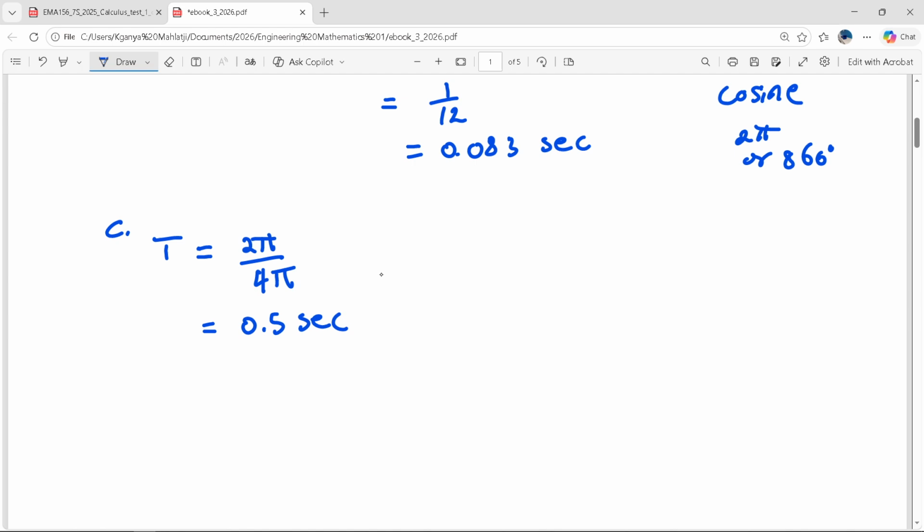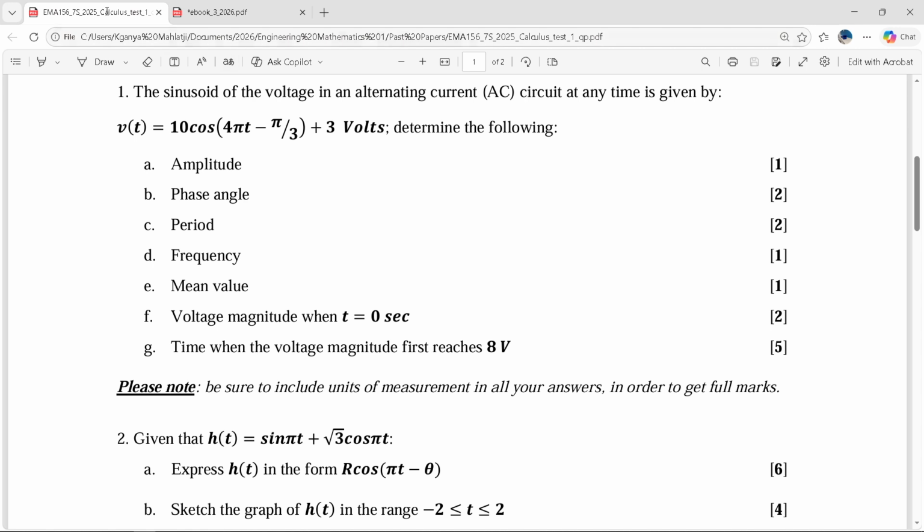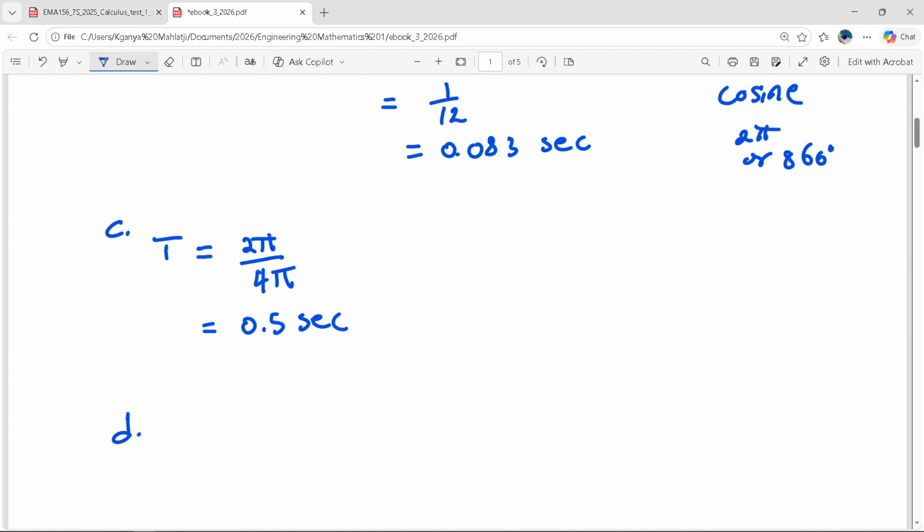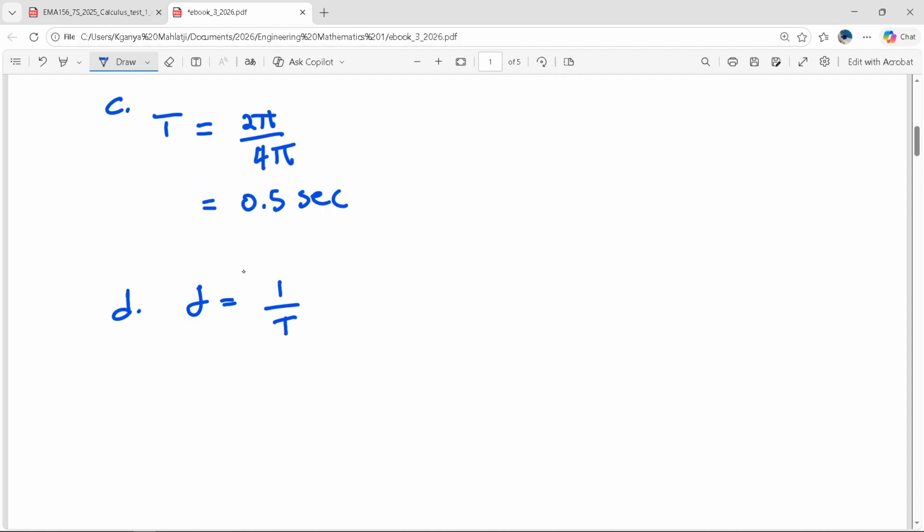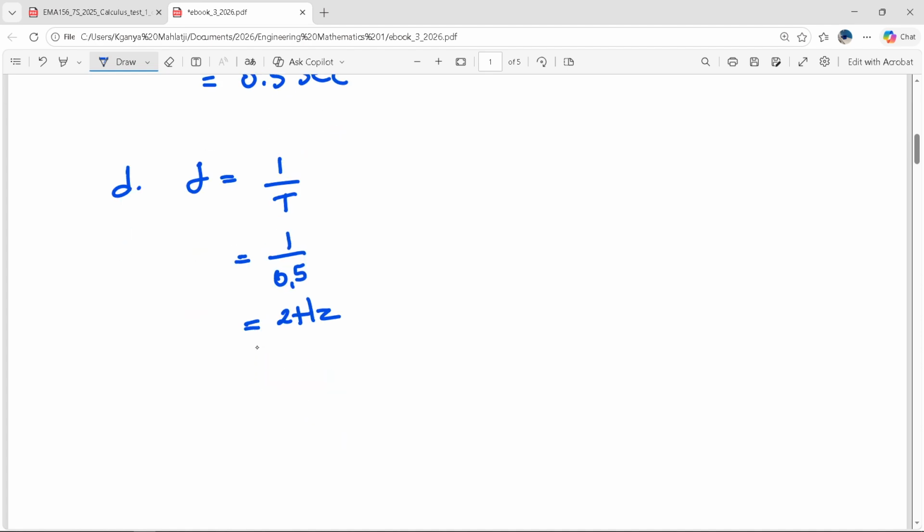Then number D, they ask us to solve for the frequency. Frequency is f equals 1 over T. Then you substitute the value of T that you just solved above, which is 0.5. You can use a calculator, but your answer here will be 2 hertz. Then let's continue.